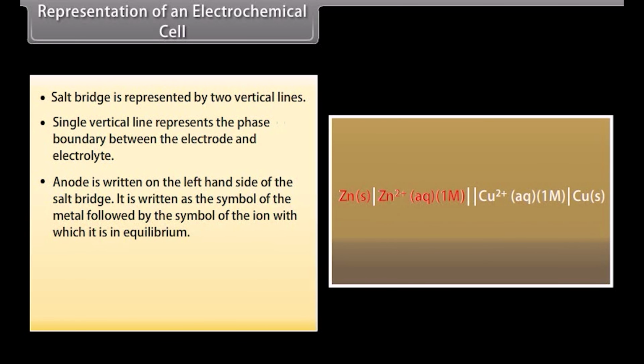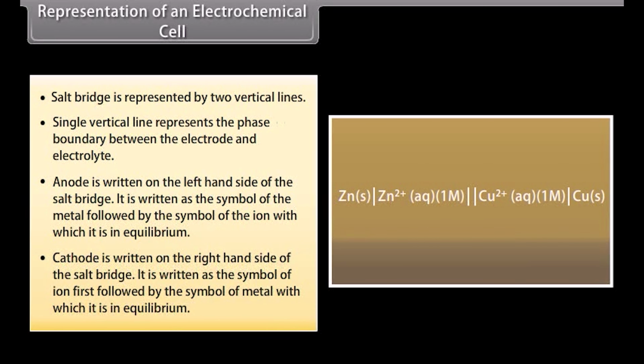It is written as the symbol of the metal followed by the symbol of the ion with which it is in equilibrium. Cathode is written on the right-hand side of the salt bridge. It is written as the symbol of ion first, followed by the symbol of metal with which it is in equilibrium.